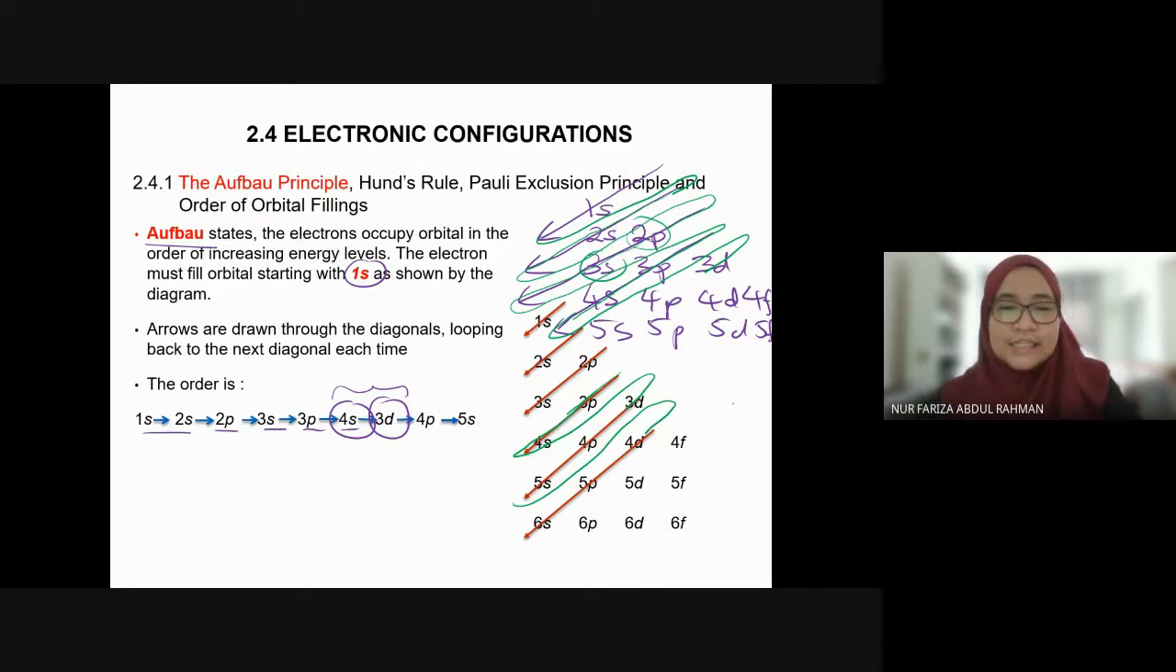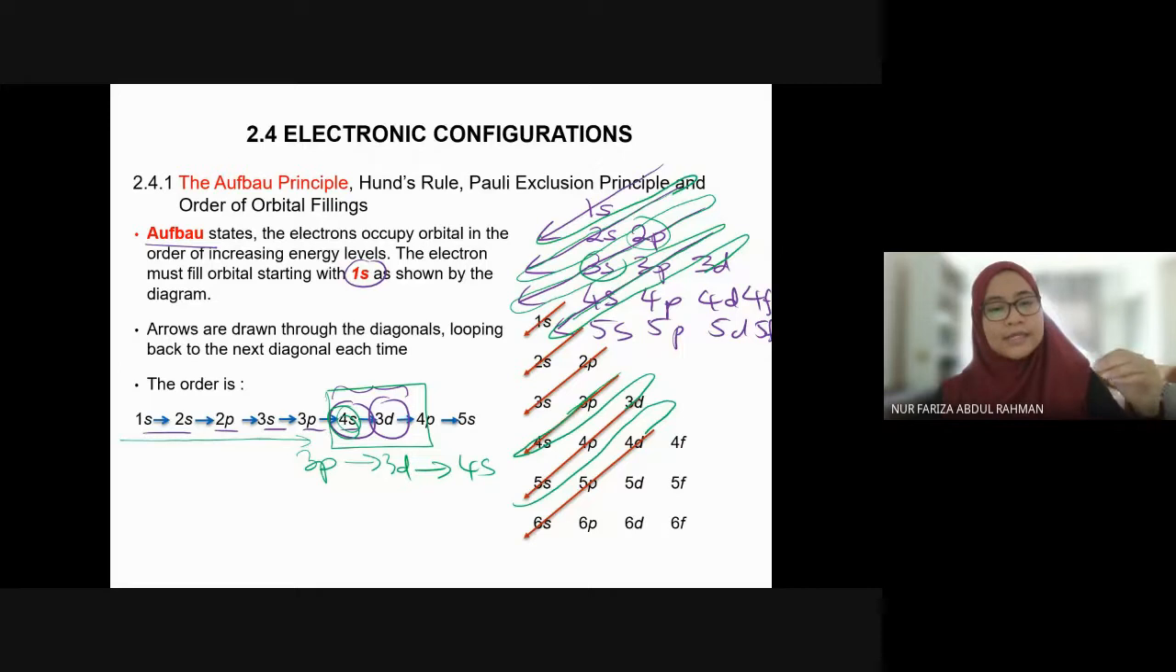Tapi dekat sini, this is the most critical part because students tend to terbalik. Dia akan 3p and then 3d and then 4s. Sebab apa? Most of the time memang they base on the value of n. So dekat sini betul, dia follow lagi the value of n. So when n increases, by right the energy will be higher kan. So we're gonna start with 1s, 2s, 2p, 3s, 3p. Tapi 4s dulu, baru 3d. And so on.